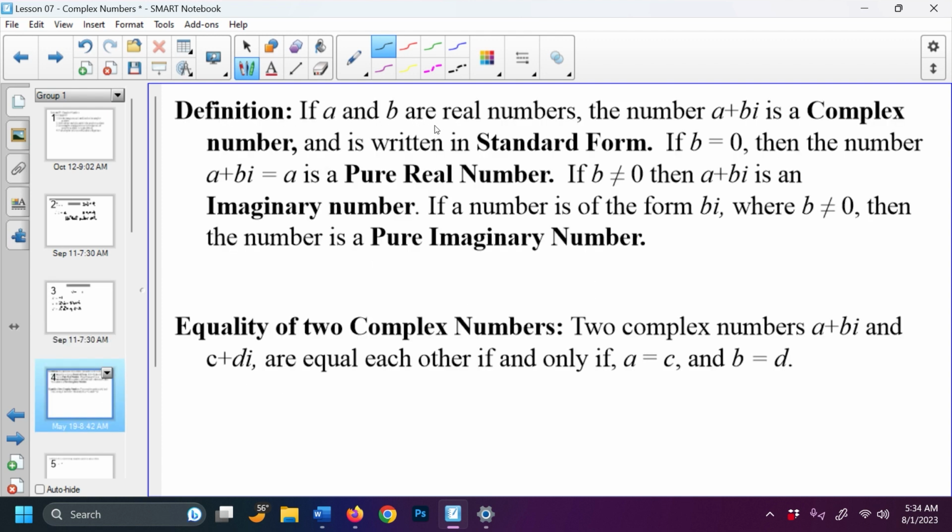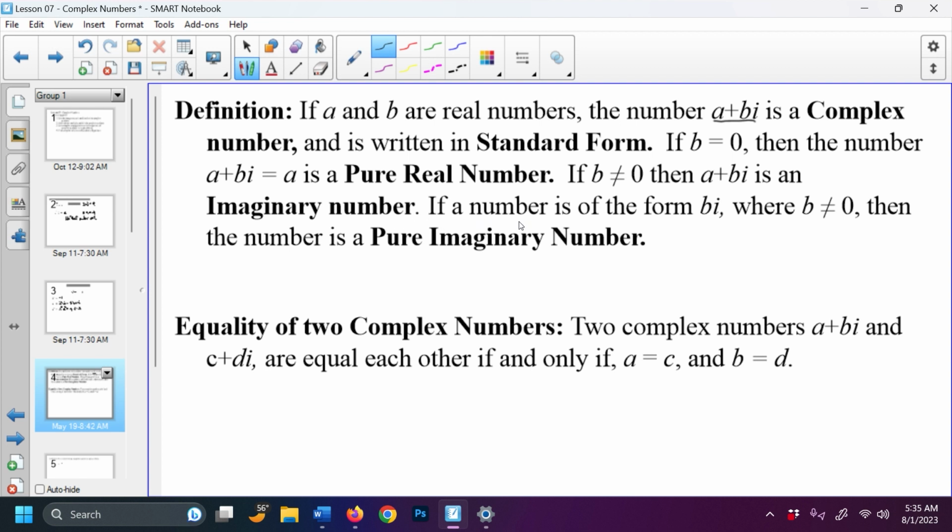Definition: if a and b are real numbers, the number a plus bi is a complex number. So when you see things in this form, you're going to call them a complex number written in standard form. If b is equal to 0, so if there's no value for b here, then that number is just going to be equal to a, and we call that a pure real number. Pure real numbers are what most of the numbers that you have seen up until this point in your mathematics career. If b is not equal to 0, then a plus bi is an imaginary number.